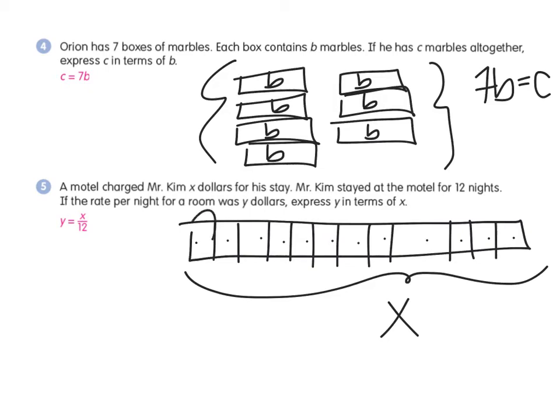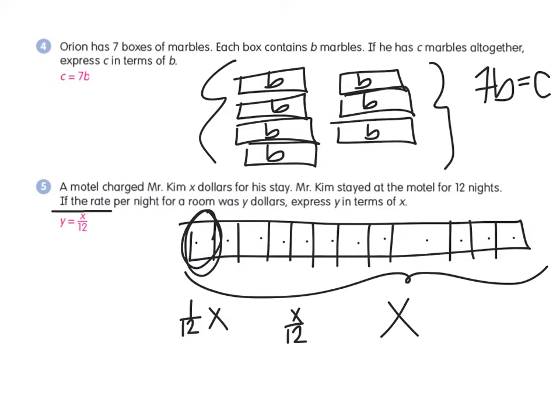So one of these little boxes here is going to be 1/12 of X. You can choose to write that in two different ways. You can either say 1/12 of X like this. Of means that we're multiplying. Or you can say X over 12. It means the same thing. So you can write it either way. So one of those is for 1 night.